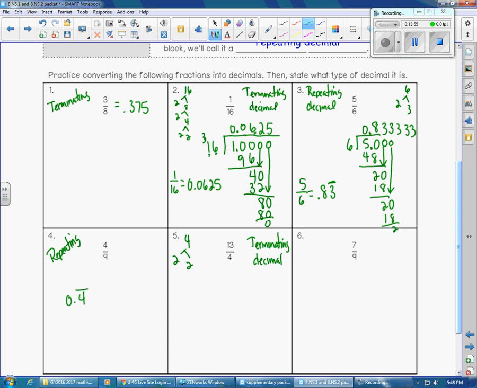And then our video on Monday night will be turning decimals into fractions. So we're going to break this particular lesson up into 2 days.